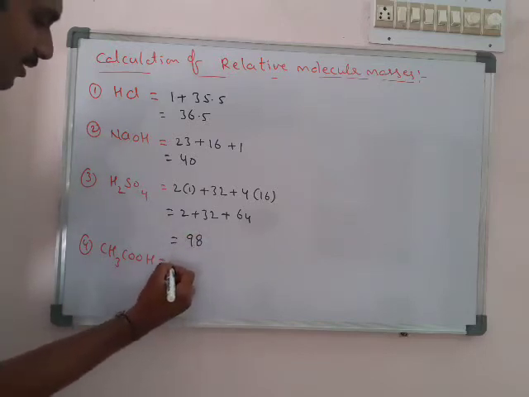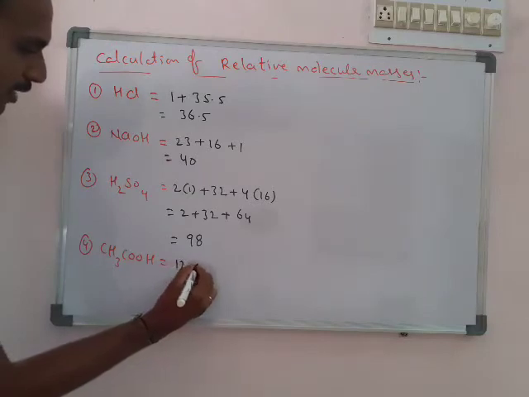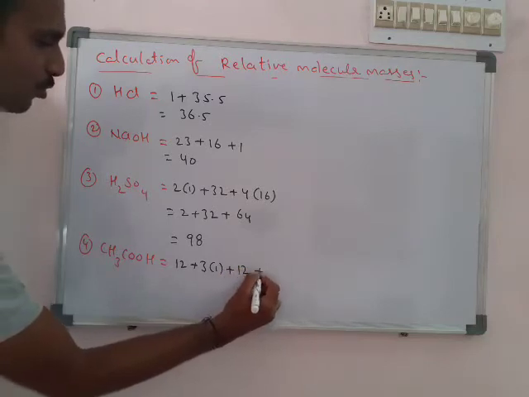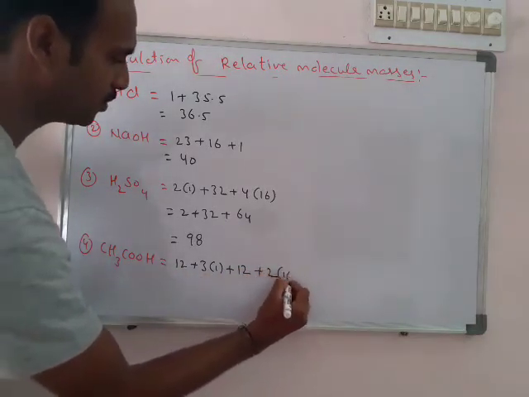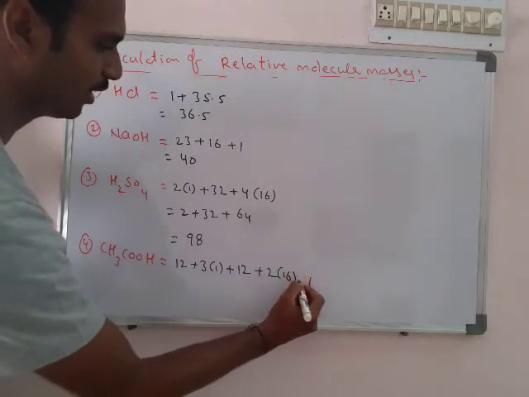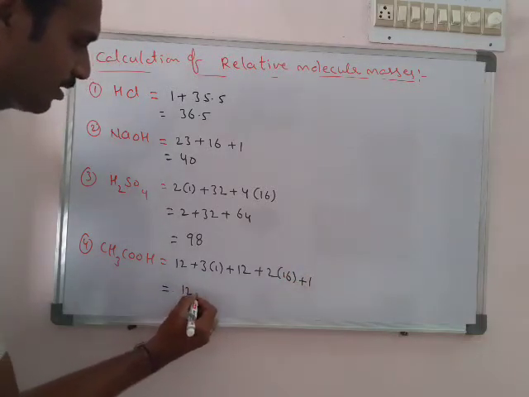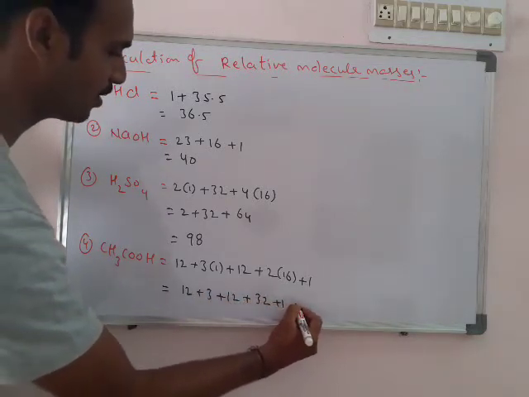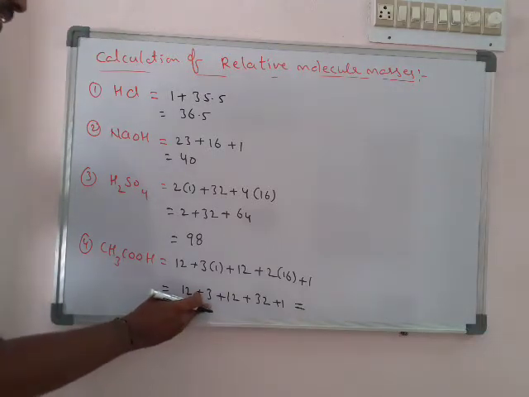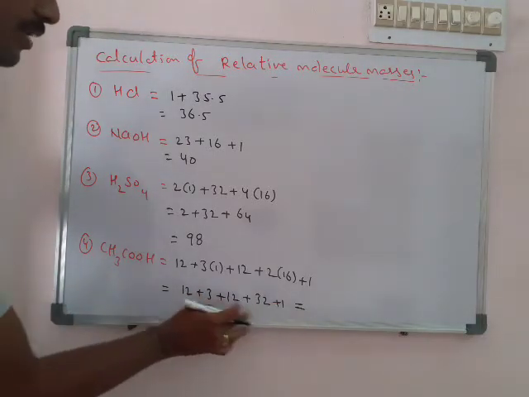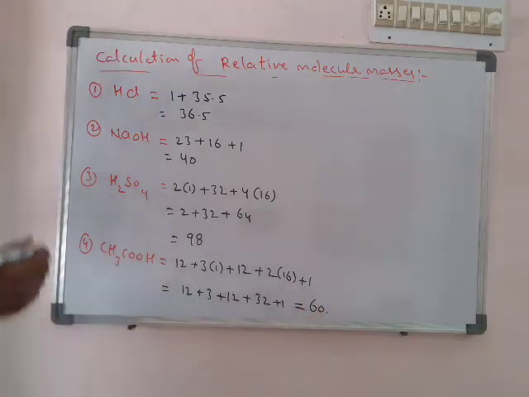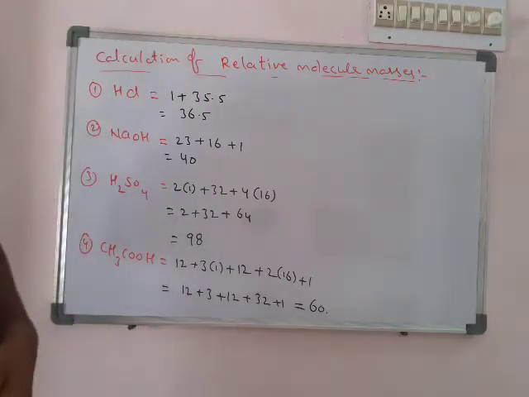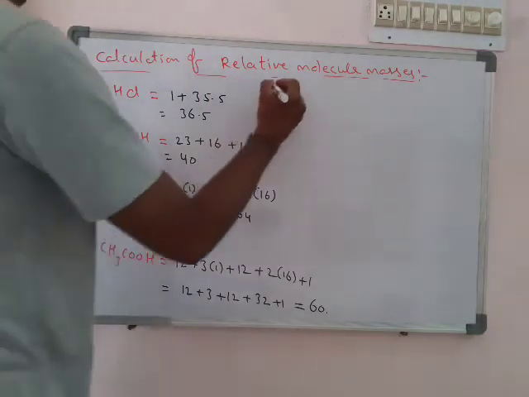So what about acetic acid? Here total, first carbon 12, 3 hydrogens, 3 into 1, plus again carbon 12, 2 oxygens, so 2 into 16, and 1 hydrogen. Total how much? That is 12 plus 3 plus 12 plus 32 plus 1. How much will you get? Okay, 12 and 3 is 15, 27, 59, 60. Okay, that is equal to 60. Just remembering the atomic masses, this addition is important, that's it. Next we see some other compounds.